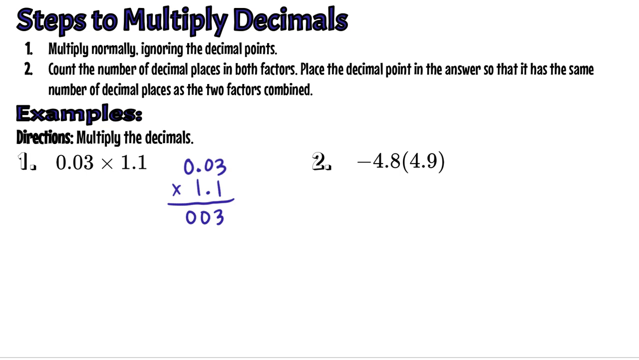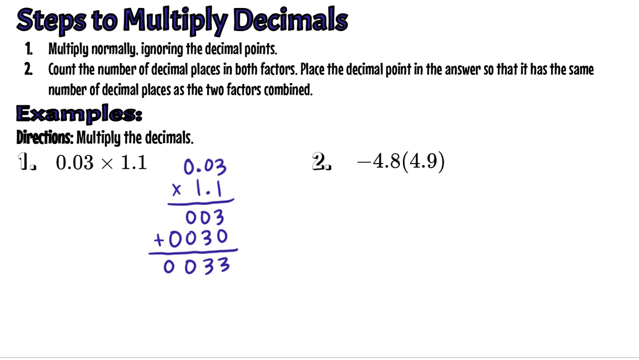And then when we're multiplying by the tens place, we're going to put a 0 for the ones place. 3 times 1 is 3, and 0 times 1 is 0, and 0 times 1 is 0. Now we're going to add like we normally would for just a regular multiplication problem, and we get 3 and 3 and 0. We don't have to write the other 0 necessarily. It just depends on the number of places that we're going to need.